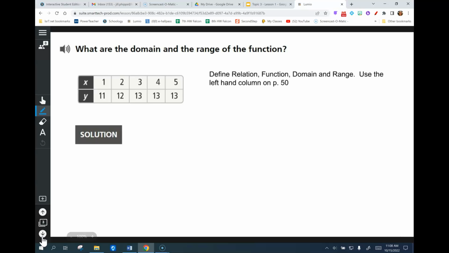Now on this one right here, I also talk about the other one in the other video about how to use it, domain and range. If you click on this button right here, it will define the definitions for relation, function, domain, and range. And you're going to want to use that left-hand column on page 50 in order to write those definitions. So if you haven't watched that video yet, go and do that because it's going to give you those definitions. Okay?